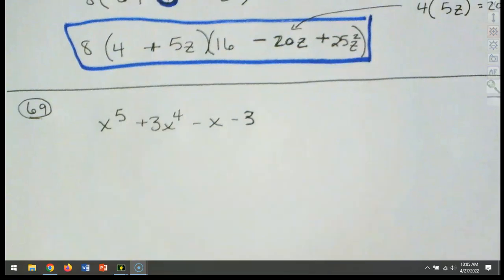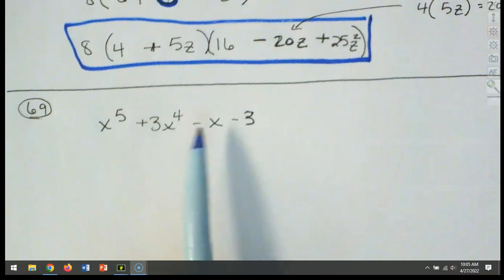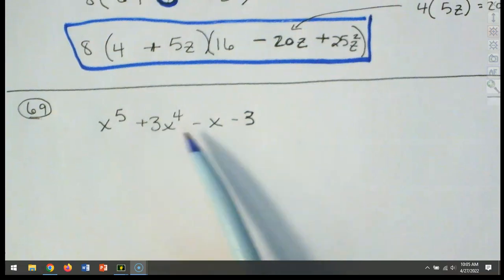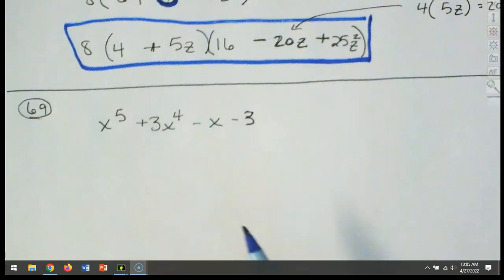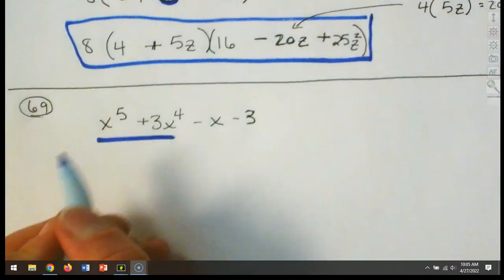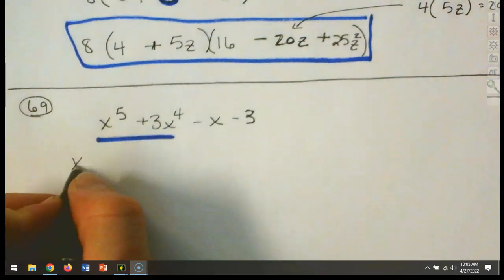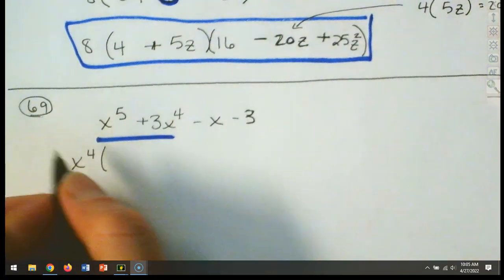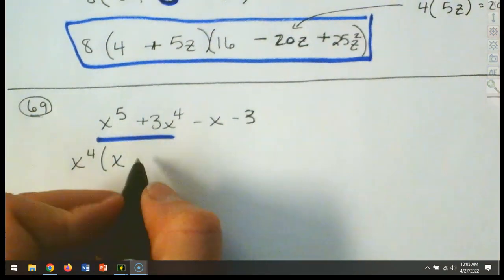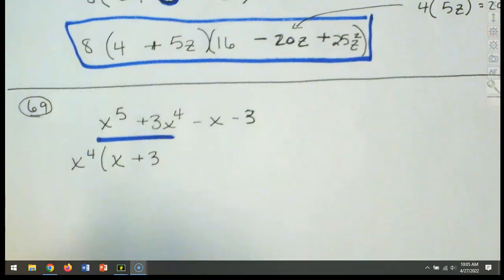I'm going to try to group the first 2 and the last 2 together because this 3 matches up with that 3. So I see there's 3's here. So we're just going to try and factor it the way it is. And we're going to try to group these 2 together. If I group those 2 together, then we'll take out an x to the 4th. And that's going to leave you with an x plus 3.